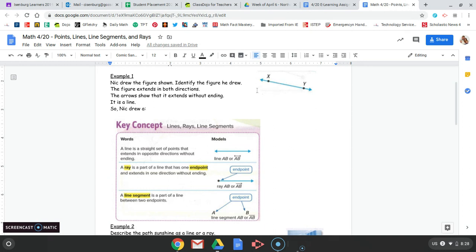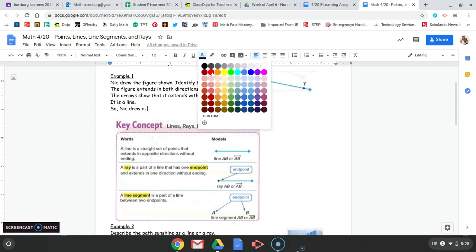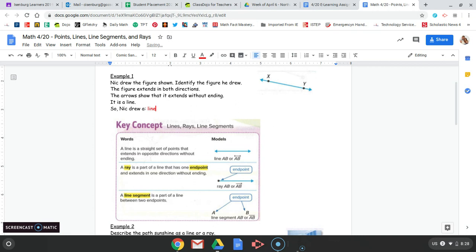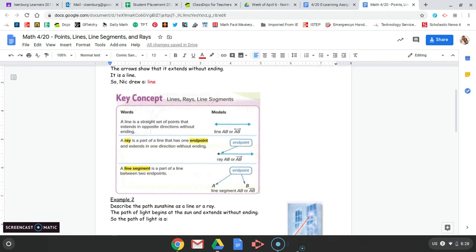And I noticed there's an arrow on this side and an arrow on this side. So that means it will stretch in both directions. So the figure extends in both directions. The arrows show that it extends without ending, so it will never stop. That means it is a line. So Nick drew the answer right here would be line. He drew a line, and we know that because it goes in both directions and it's straight.